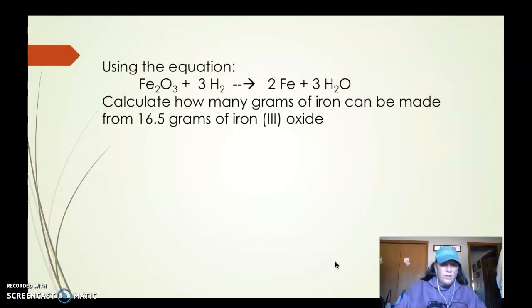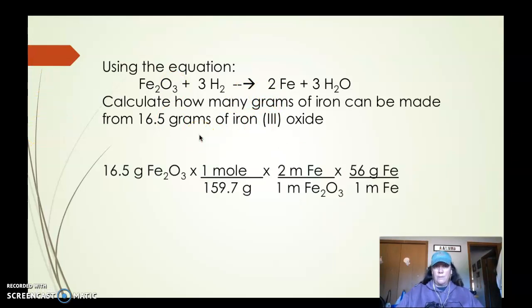Then we looked at stoichiometry, looking at mass relationships. So calculate how many grams of iron can be made from 16.5 grams of iron 3 oxide. So I've got a balanced equation. Remember, no balanced equation, can't do these problems. So I take what I know, 16.5 grams of iron 3 oxide. Remember, the 3 doesn't go here, it's up here. 1 mole, and this is its mass. If you wanted to use 160, that's fine. And then you do your mole ratio. This is moles of Fe2O3, so if you look here, that's a 1.